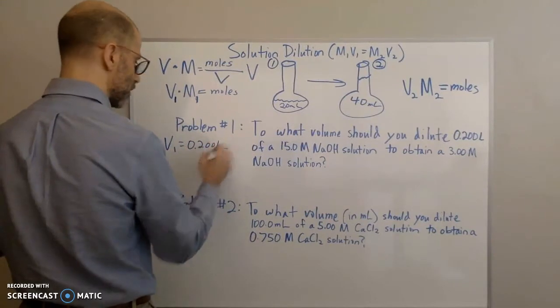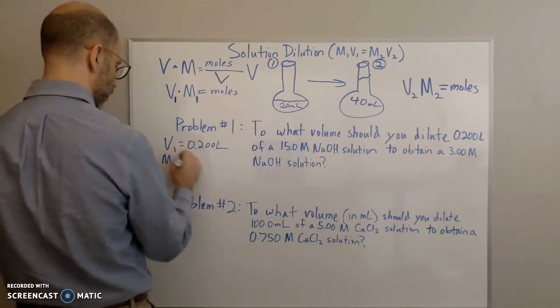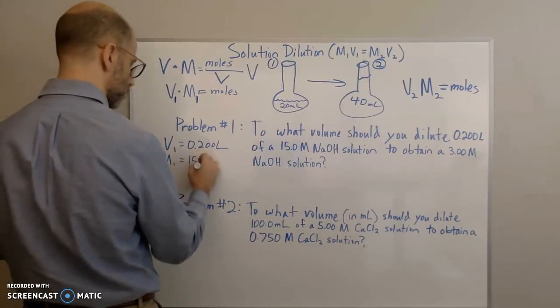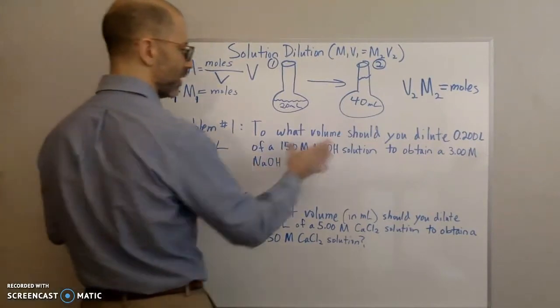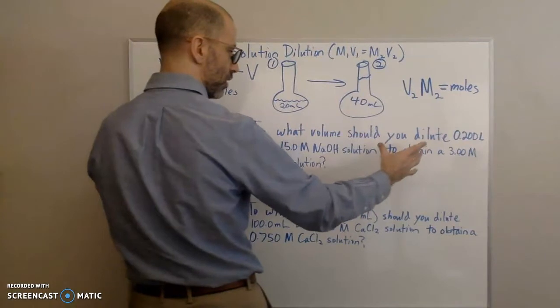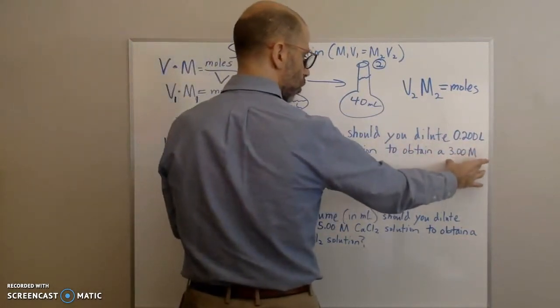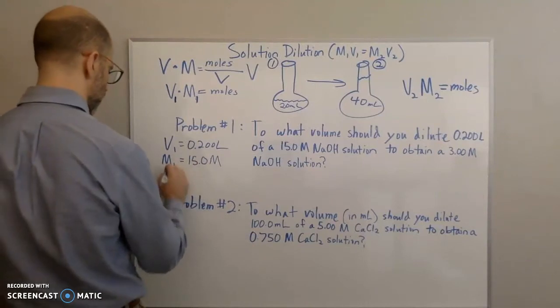0.200 liters, and our M1, our beginning molarity, is 15.0 molar. Okay, and then they want us to dilute that and get a different solution. Our goal is a 3 molar solution. We want to get a 3 molar solution, so that's going to be our M2.